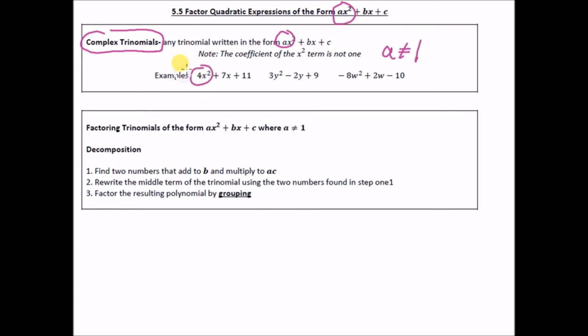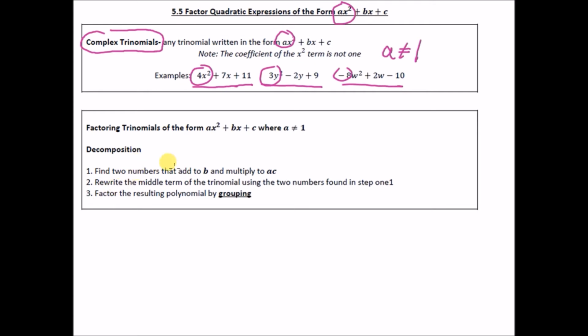We see that the a value in this expression is 4, the a value in this expression is 3, and the a value in this expression is -8. So these are definitely not coefficient 1. Okay, so we're going to do the same thing as we did last time. We're going to do decomposition, but at the end of the decomposition, there's not going to be an actual shorter way or short form way of doing it.